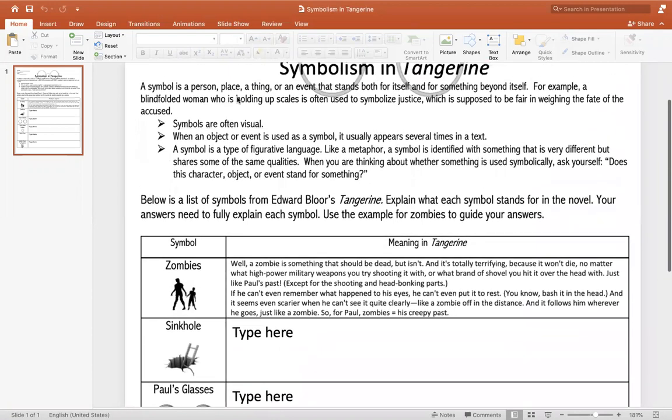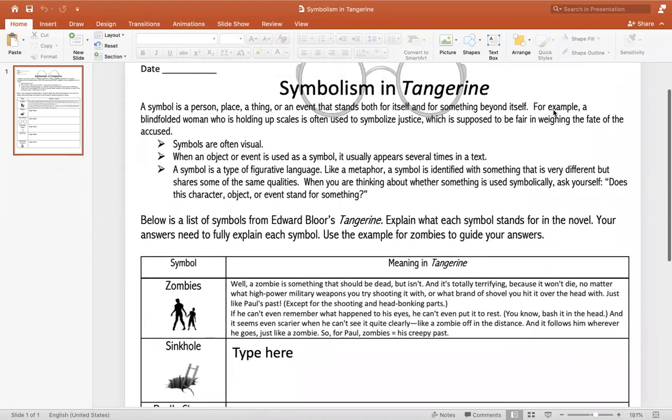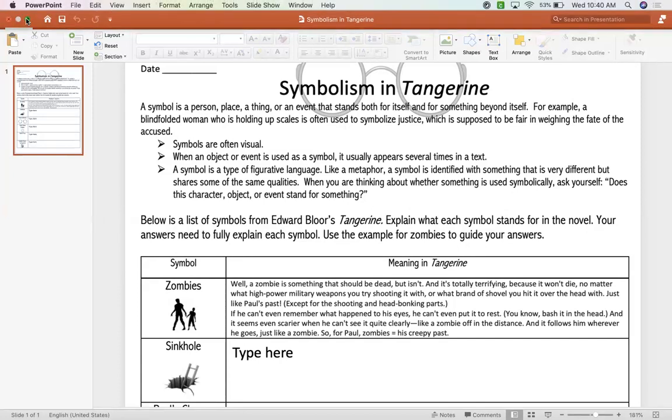a symbol is a person, place, thing, or an event that stands for both itself and something beyond itself, okay? For example, a blindfolded woman who's holding up scales is often used to symbolize justice, which is supposed to be fair in weighing the fate of the accused. Let me show you what that looks like.